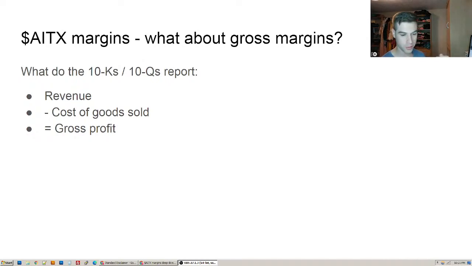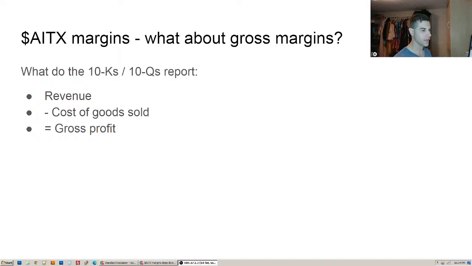I find this a little lacking because they don't actually describe what is included in their cost of goods sold. And I know folks like to compare AITX and Nightscope. Nightscope actually does a pretty good job of listing out all the things that are included in their cost of services, I think is their term there, rather than cost of goods sold. But they have a good paragraph that describes what is in there.